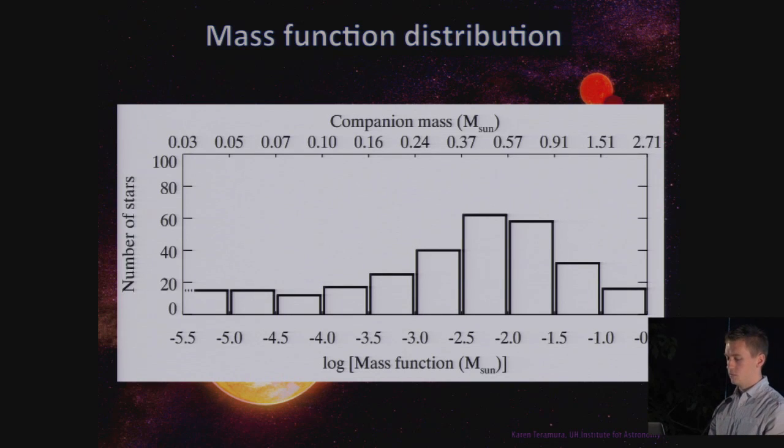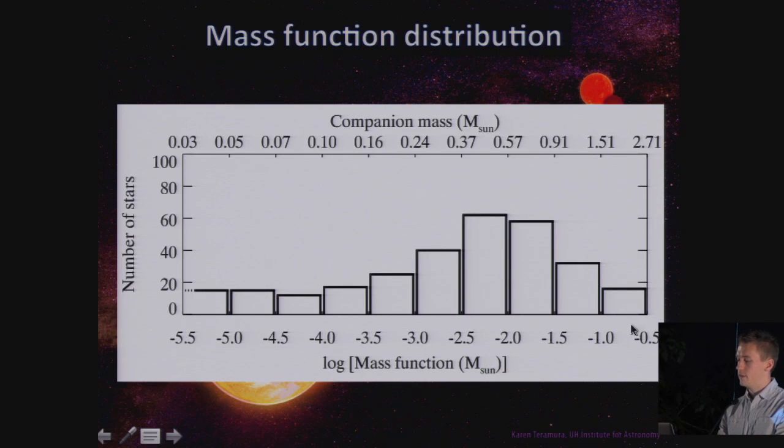We see a few systems where the pulsator is actually the secondary star. So if we look in this bin here, most of the stars in this bin are more massive than 2 solar masses. Most of the companions are more massive than 2 solar masses, and therefore the pulsating star is the secondary star. We see a large peak in the histogram for G dwarfs, K dwarfs, and M dwarfs.